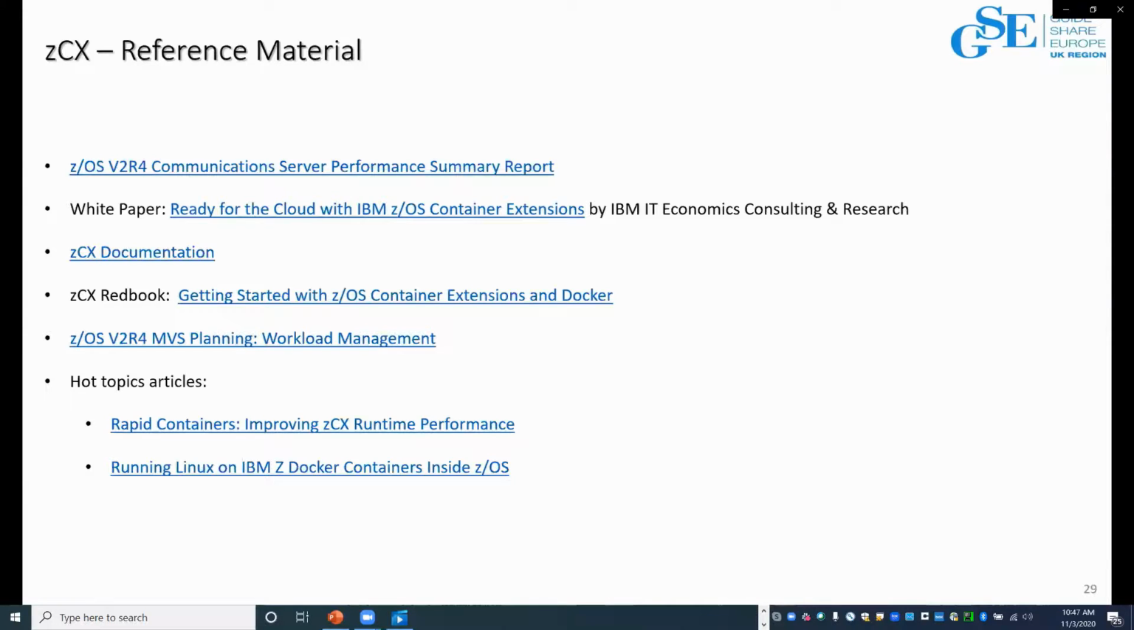There are also two relatively new hot topics articles that are good. Rapid containers improving zCX runtime performance, and then running zCX on IBM Z Docker containers inside z/OS. Just do a search on those. They're good to review. They provide some good information.